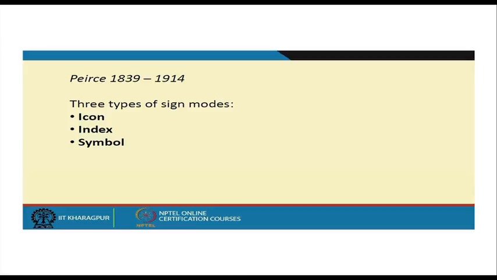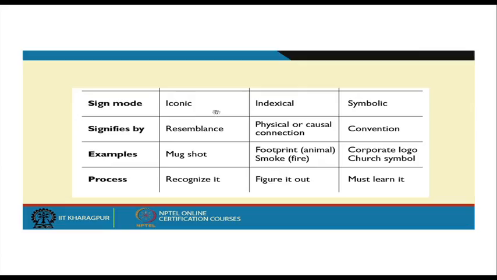Now we go to the next step where we look at how many types of signs are available. But before that, we will look at Peirce over here. His time frame is more or less around the same time as Saussure. According to him, there are three types of signs or sign modes, which are icon, index and symbol. Let us look at what exactly each of them is.